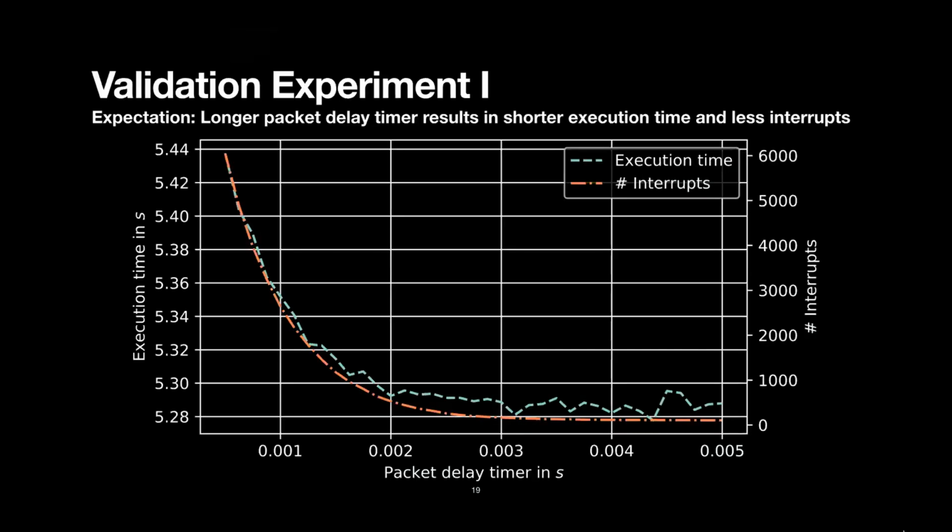In the first validation experiment, we take a look at how the packet delay timer influences the execution time of the user code, measured on the left-hand y-axis, and the number of interrupts, measured on the right-hand y-axis, while using the mixed mode. Our expectation here was that a longer packet delay timer results in shorter execution time and fewer interrupts, because more packets are grouped into one interrupt. In this plot, we see that our expectation is indeed fulfilled.